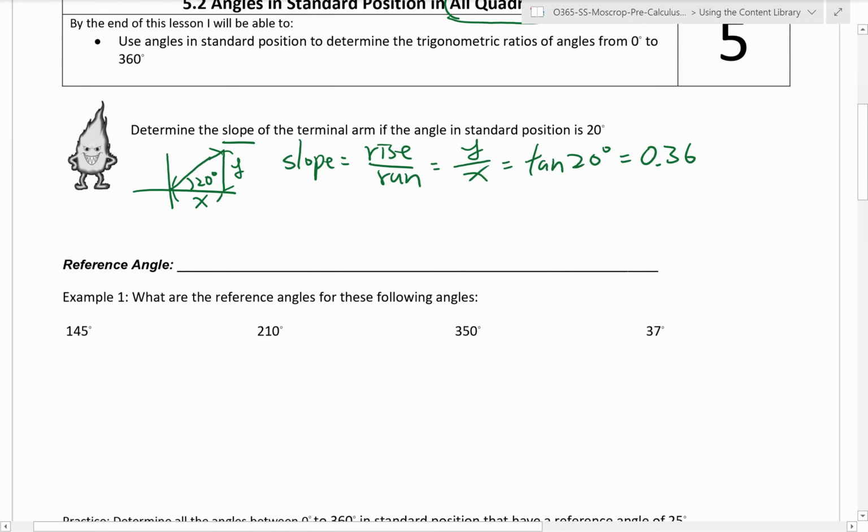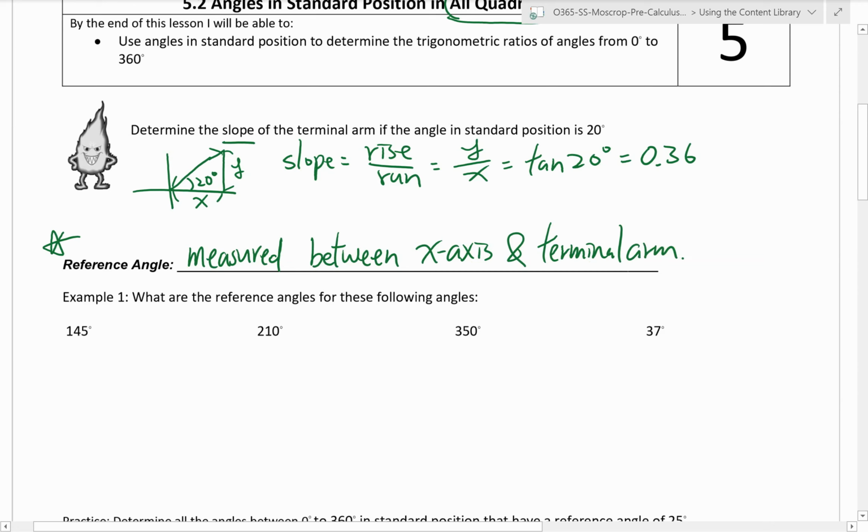We are going to be looking at new things here. This is reference angle. This is new. Reference angle is basically measured between the x-axis and terminal arm.